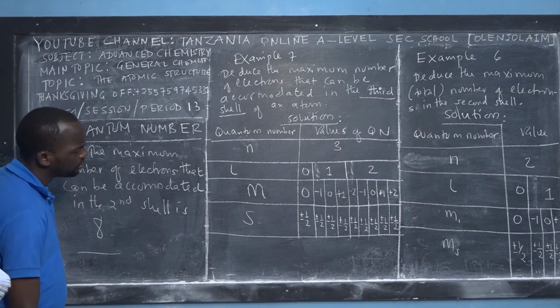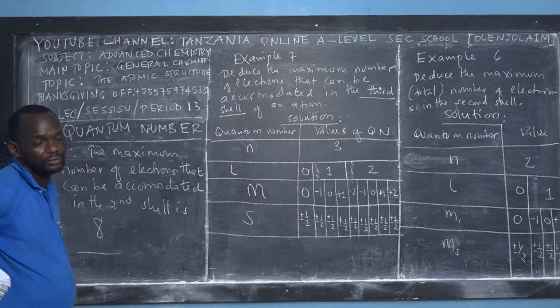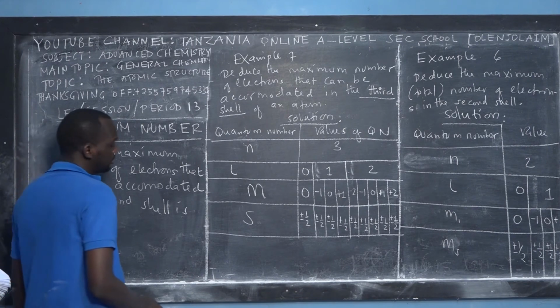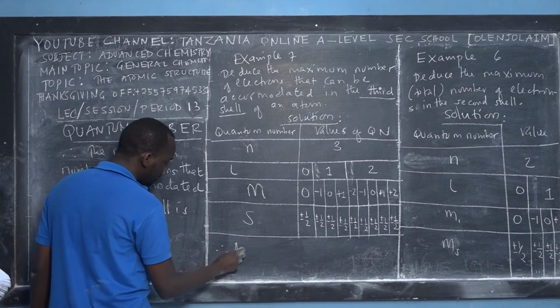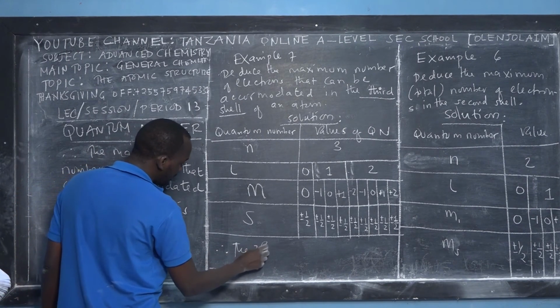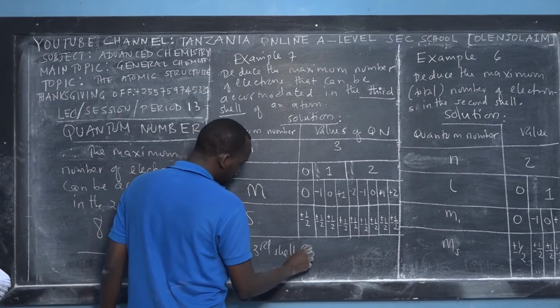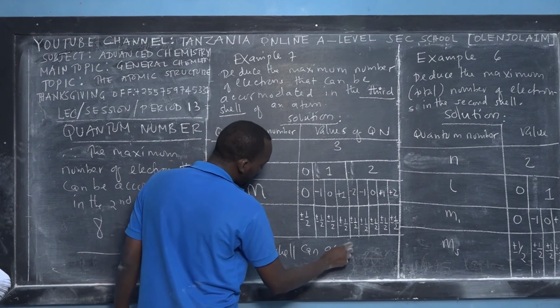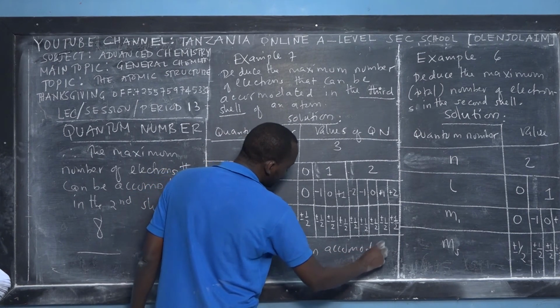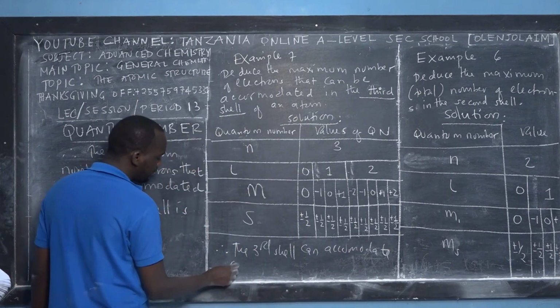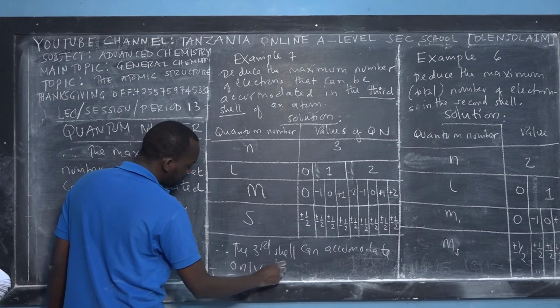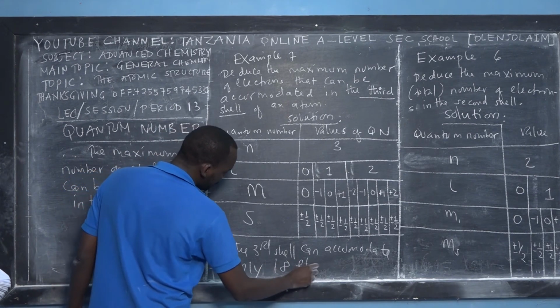Because 9 times 2 is 18, that is 18 electrons. So we say that the third shell of an atom can accommodate only 18 electrons.